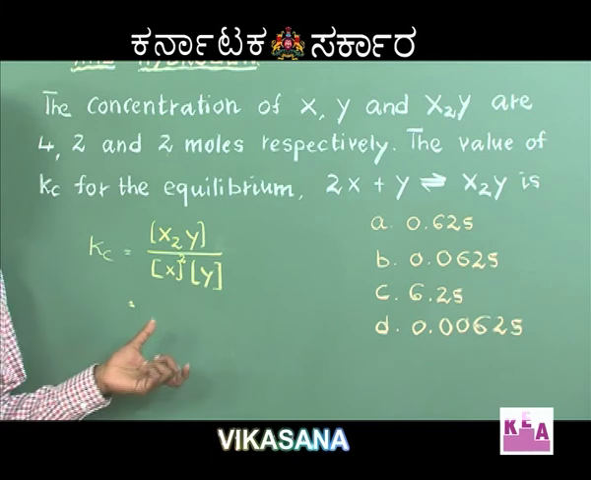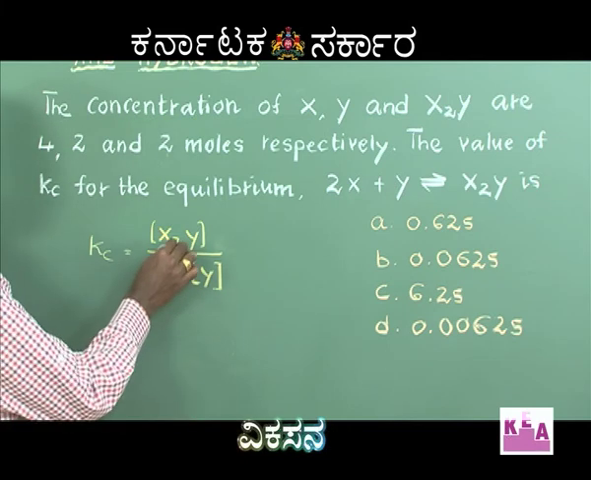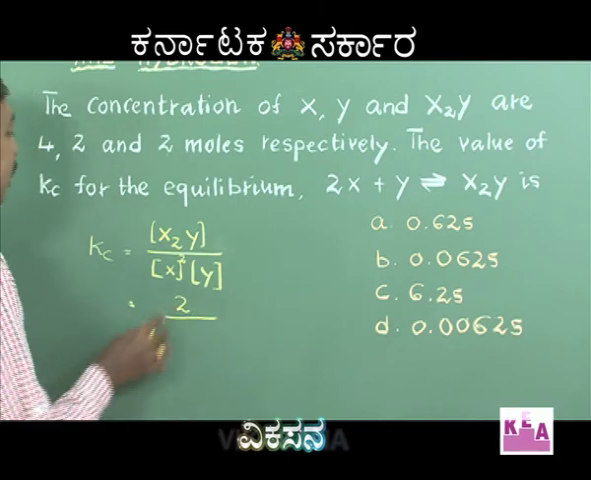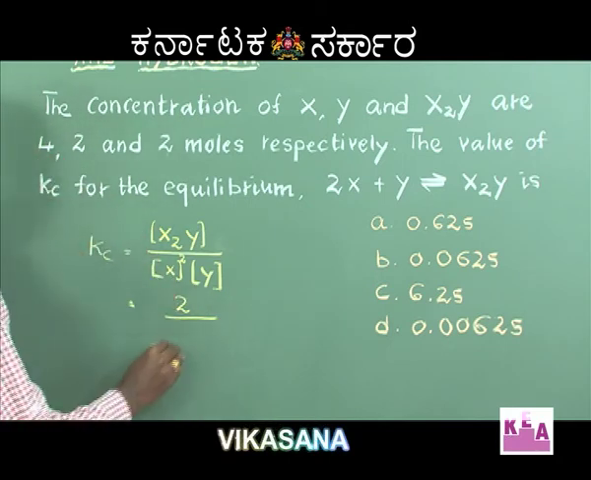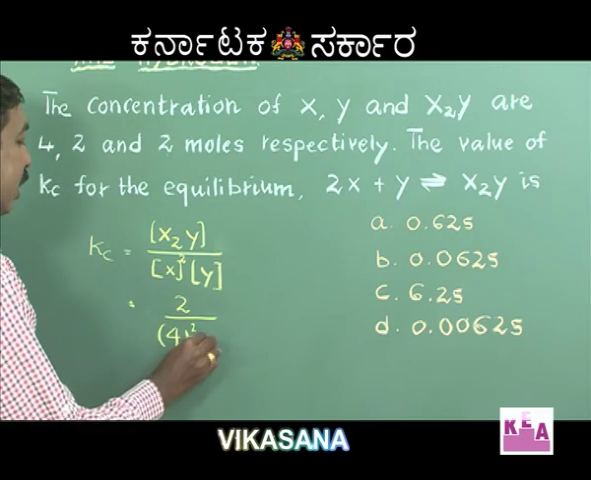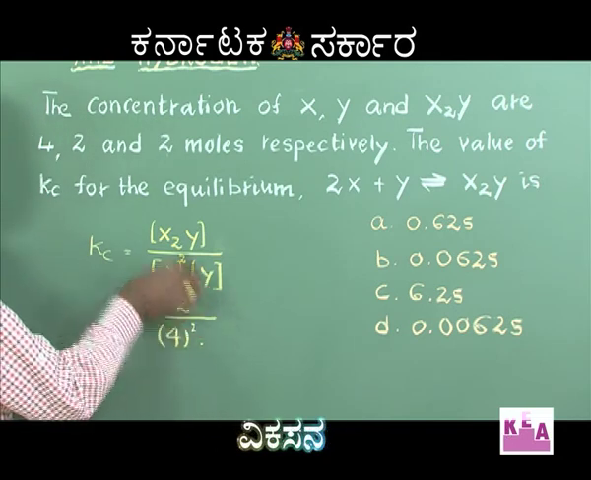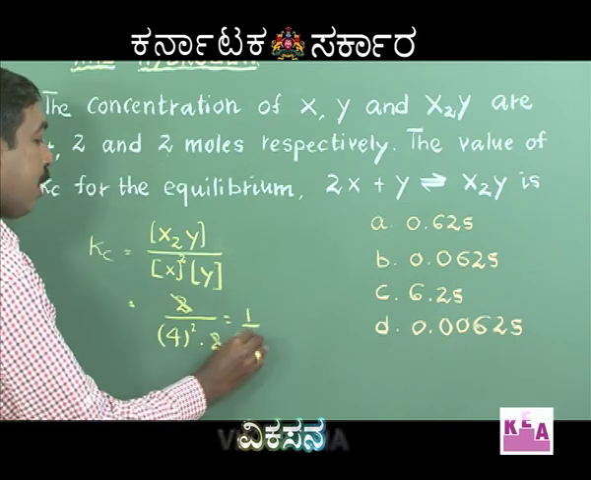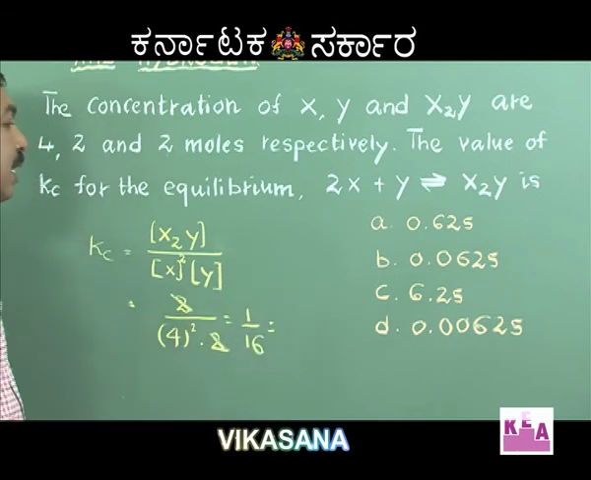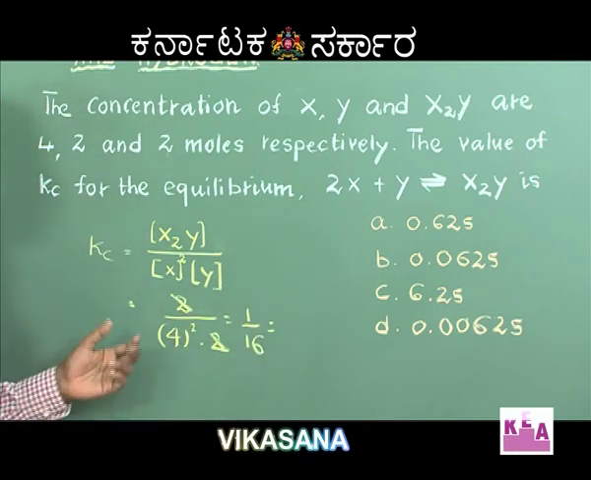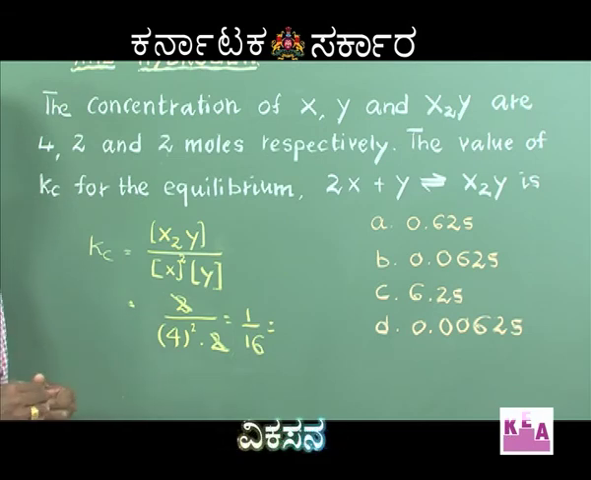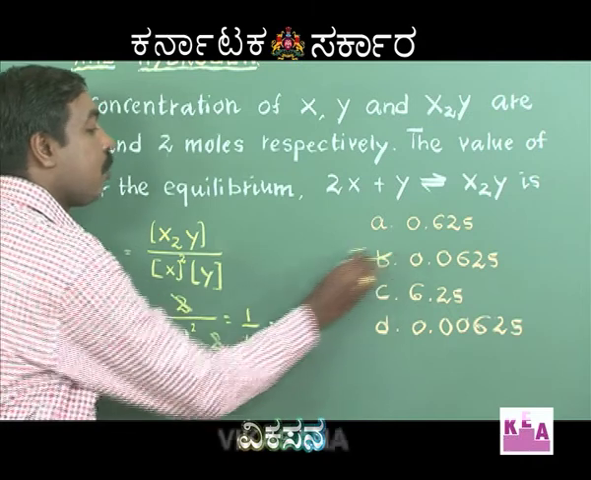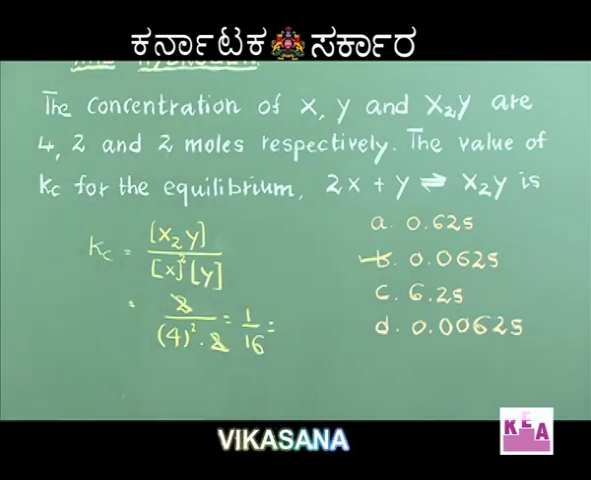Now, on substituting the given data, I have the concentration of X2Y, which happens to be 2, divided by the concentration of X, which happens to be 4, therefore 4 squared, into the concentration of Y, which happens to be 2, therefore 2. The 2 and 2 get cancelled. I have 1 by 16, and 1 by 16 is equal to 0.0625. Therefore, the correct answer is option B, 0.0625.